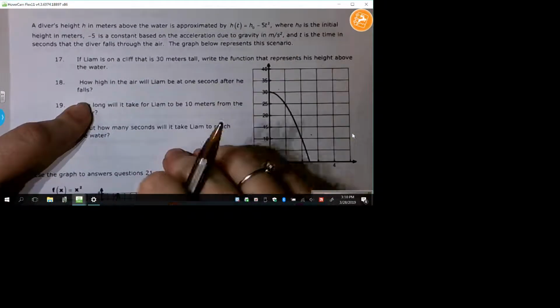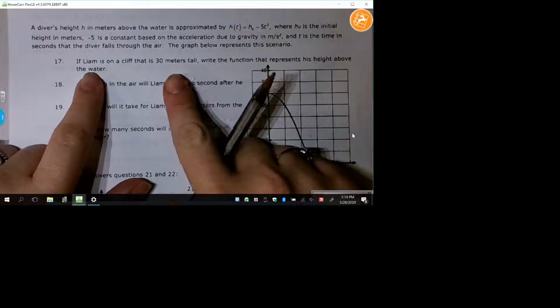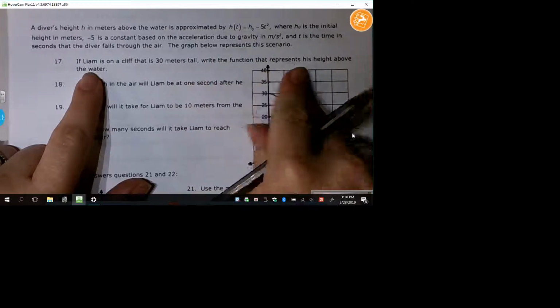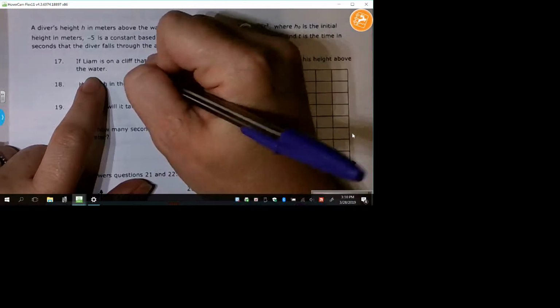Okay. A diver's height, h in meters above the water, is approximately this equation, where h of 0 is the initial height in meters, negative 5 is a constant based on the acceleration due to gravity, and t is the time in seconds the diver falls through the air. The graph below represents this scenario. If Liam is on a cliff that is 30 meters tall, write a function that represents his height above the water. So his height above the water would just be h equals 30.